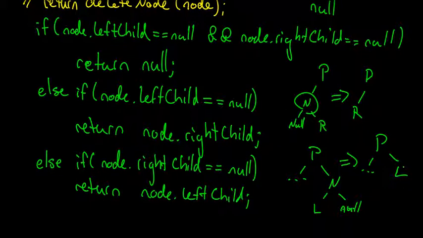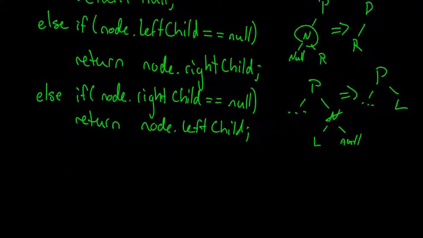It would simply pass L to N, and effectively therefore deleting N. Now our last and very final case is that the node has both a left child and a right child, and usually that's a problem because it's a little bit more complicated. You have to find a proper item to replace the node with.